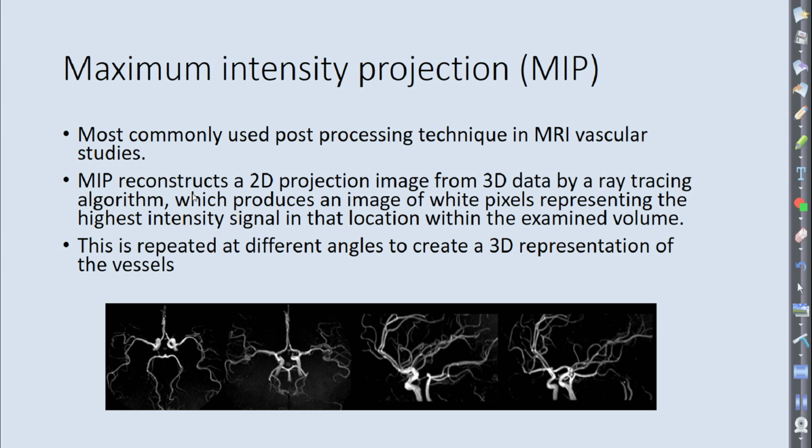So MIP is a reconstruction of a 2D projection image from 3D data by a ray tracing algorithm, which produces an image with white pixels representing the high intensity signal in that location within the examined volume. So this is repeated at different angles to create a 3D representation. So that's why we're able to rotate our circle of Willis around so that we can segment out certain areas that we do not need.